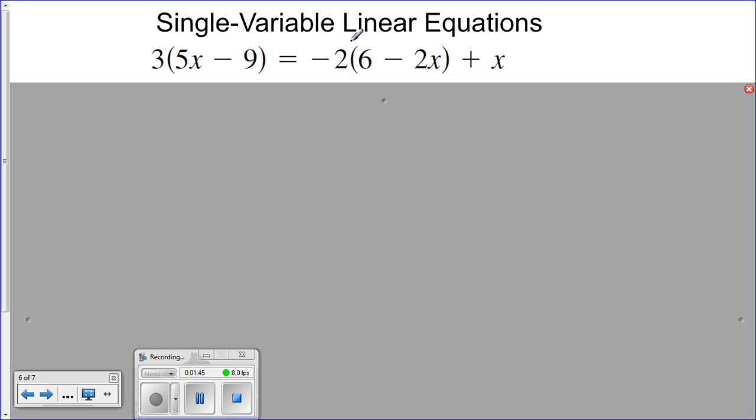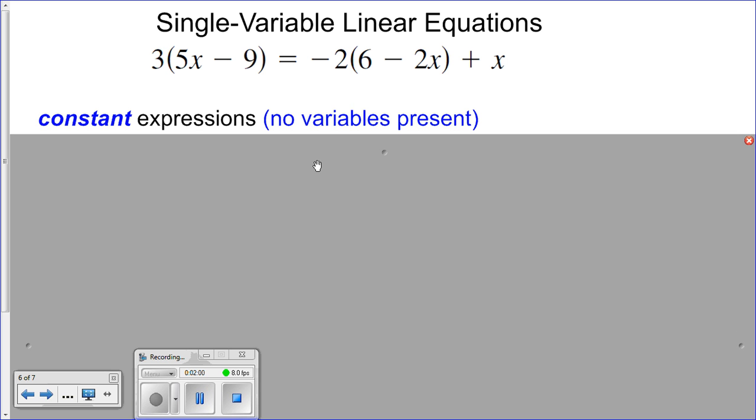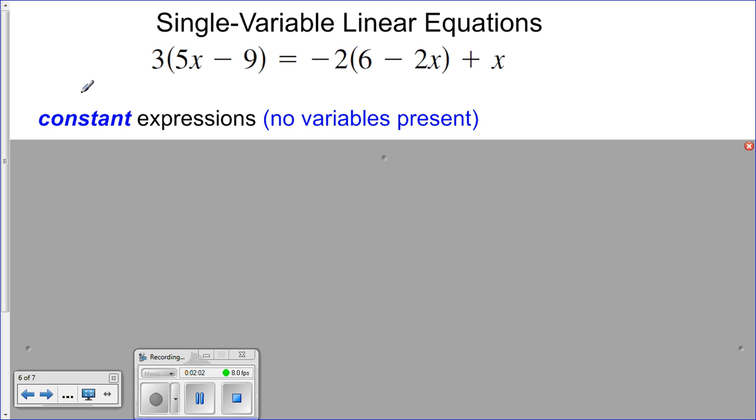And yes, it does have something to do with the word line, but I'm not going to get into that right now. You'll understand that in the next module. For now, I'm just going to explain very briefly the classification of linear. But I have to start that explanation with constant. We know that a constant is something that doesn't have a variable. It doesn't change. It's always the same.